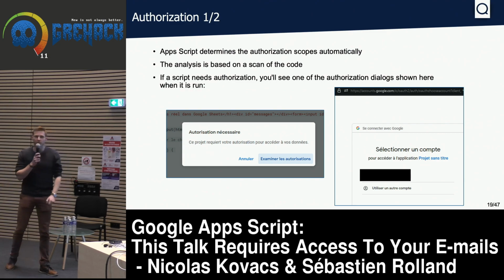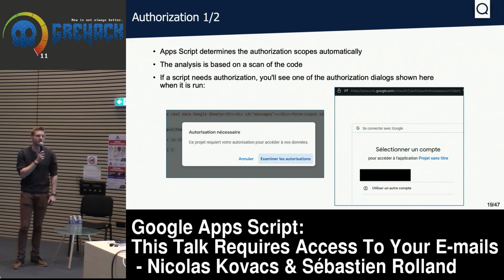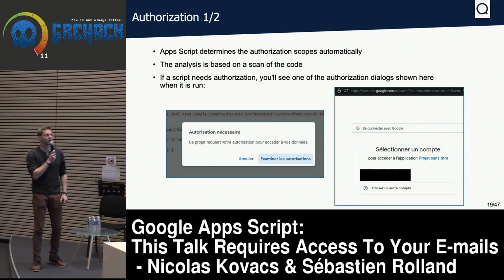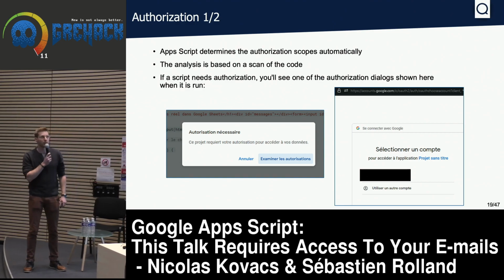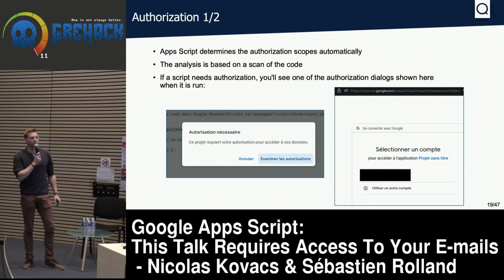So if you want to do a bit more than showing basic 64 strings, like for example, interact with other Google Workspace applications, you'll need to share some permissions with Google Apps Script. So how to do that? Google actually parses your source code looking for built-in methods that are under the hood linked to authorization scopes. If it detects that your script needs some permissions, it will show you a bunch of dialogues.